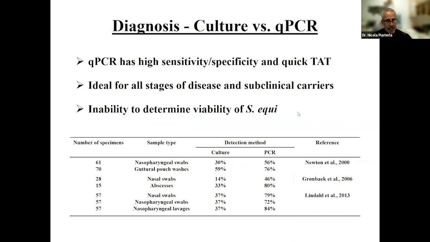There's no doubt that, in the past probably 2 decades, PCR has supplanted culture. There are many reasons. It's faster, it's more sensitive and specific, and you get a quick turnaround time. Generally, another advantage is that if you test for strep equi, you're going to test for other respiratory pathogens. You can have that panel strategy.